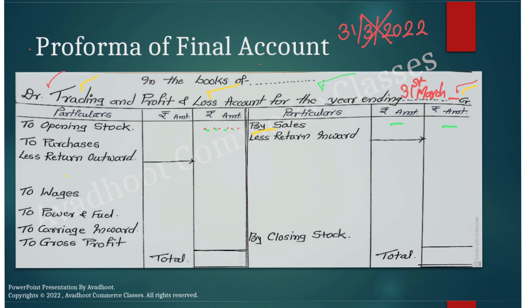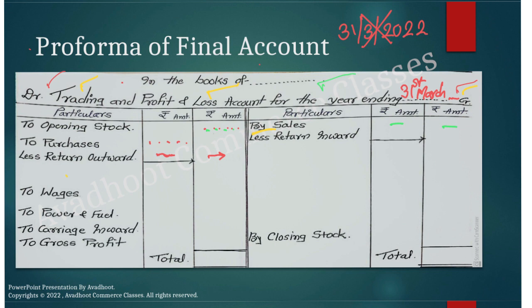After that, there are purchases, "To purchases", that goes to the trading account debit side. You write there "To purchases". That is always to be taken to the inner column, because from that we are going to reduce what? Return outward, it is also called purchase return. That is to be written in the inner column and the purchases figure taken to the outer column. Suppose the return outward figure is not available in the problem, then directly put a dash here and take the figure to the outer column.